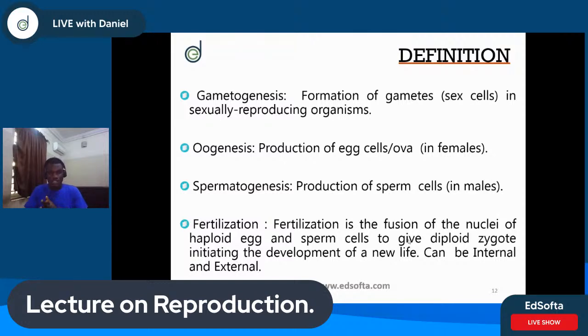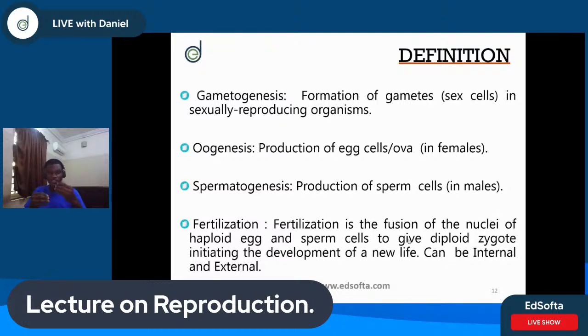Now, oogenesis is the production of egg cells or ova, and this occurs in the female reproductive system, while spermatogenesis is the production of sperm cells, and this occurs in the males. Now, after this, you look at fertilization.